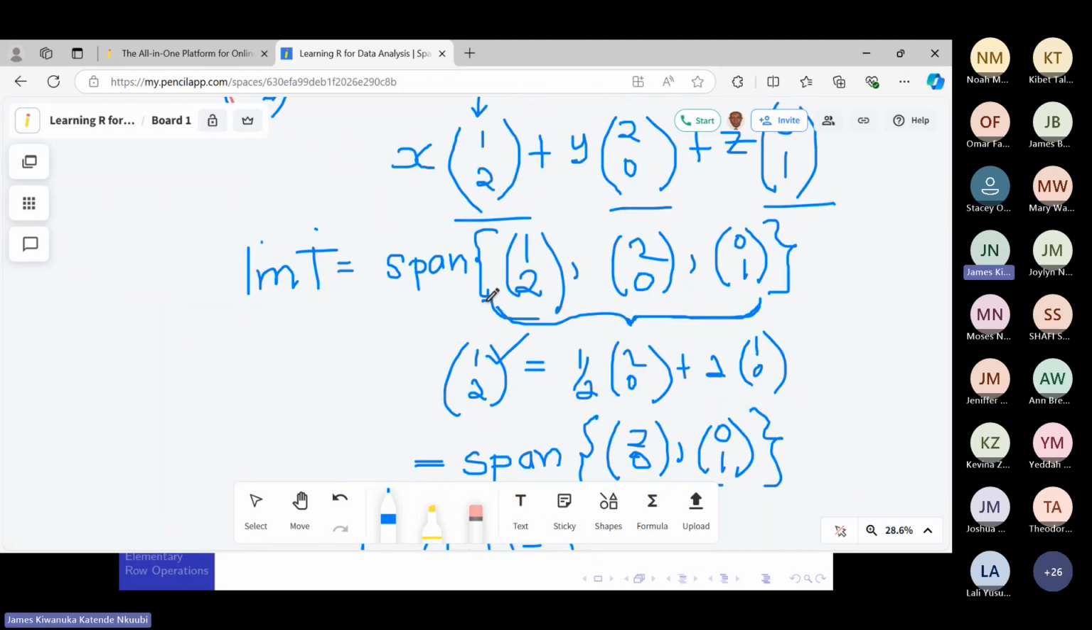Now this is easy to do because you're working with a small space, the 2-dimensional space. But if you have larger vectors, you need a more elaborate way of doing this, or of reducing them. You'd have to apply some row reduction.